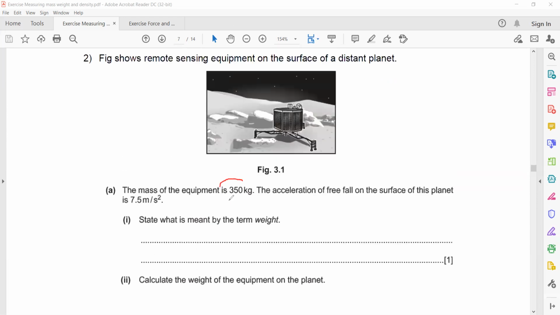So the equipment mass is 350. The acceleration of free fall on the surface of the planet is 7.6. What is meant by the term weight? So what is the definition of weight? How do we define weight?